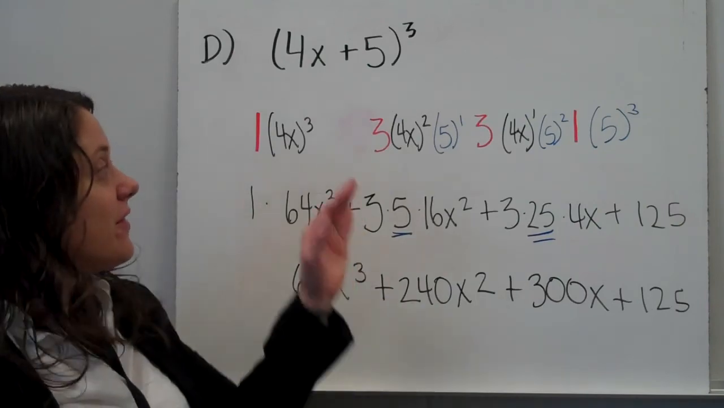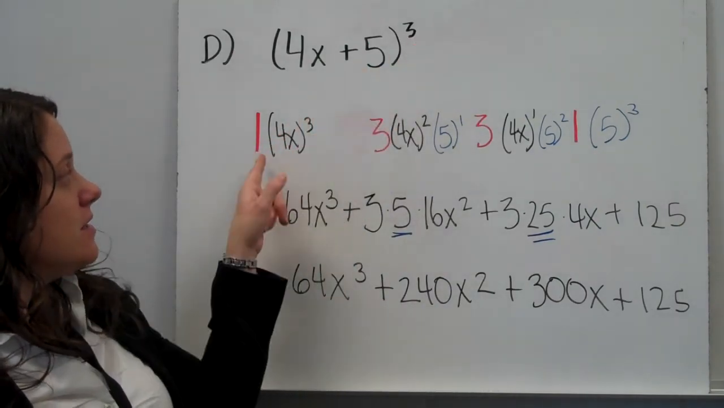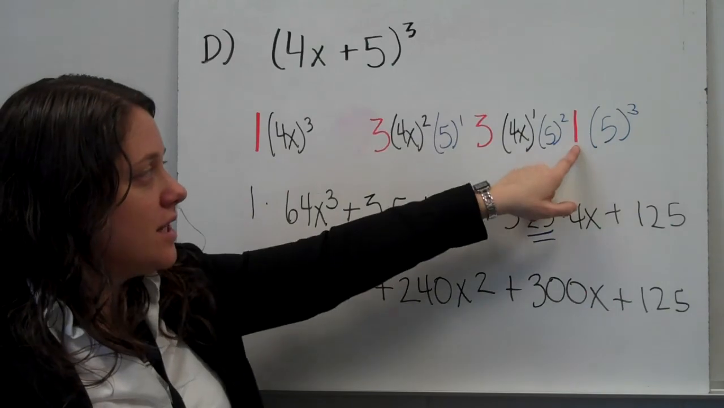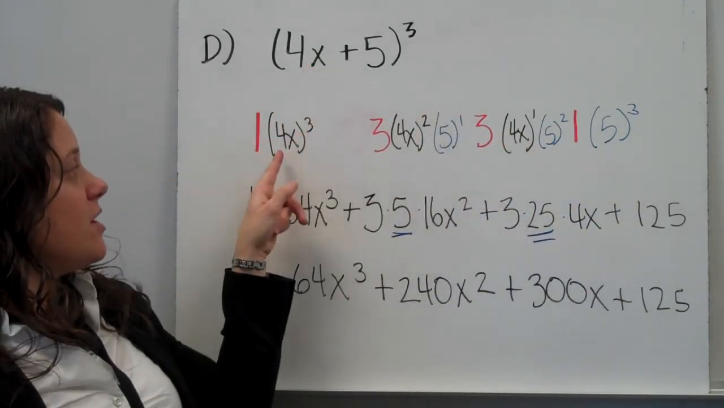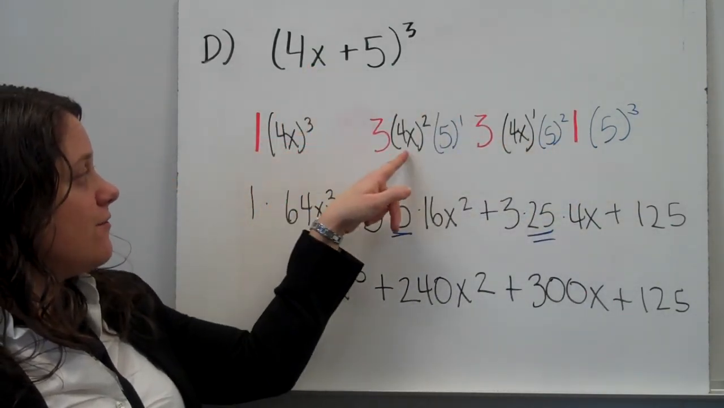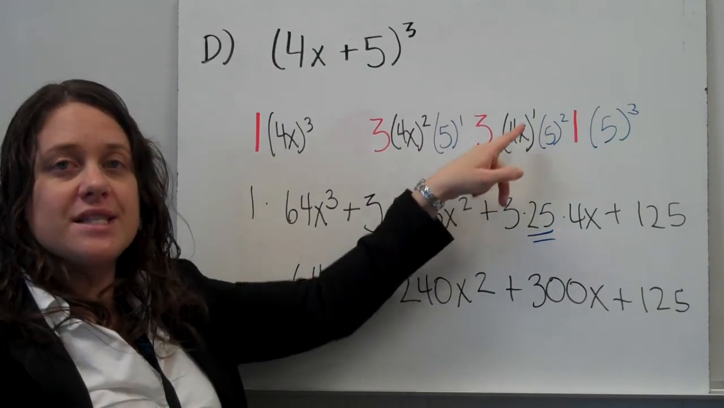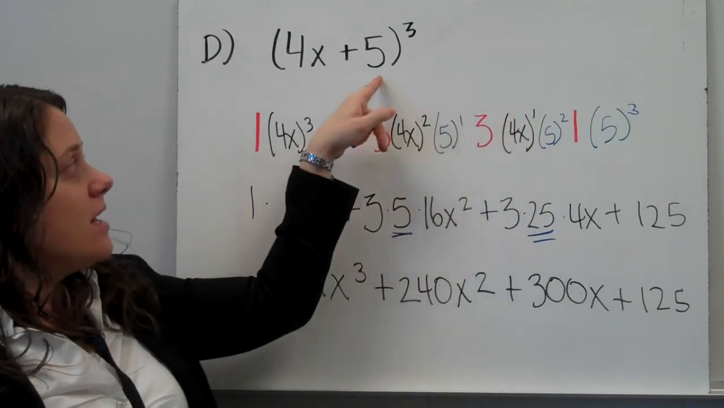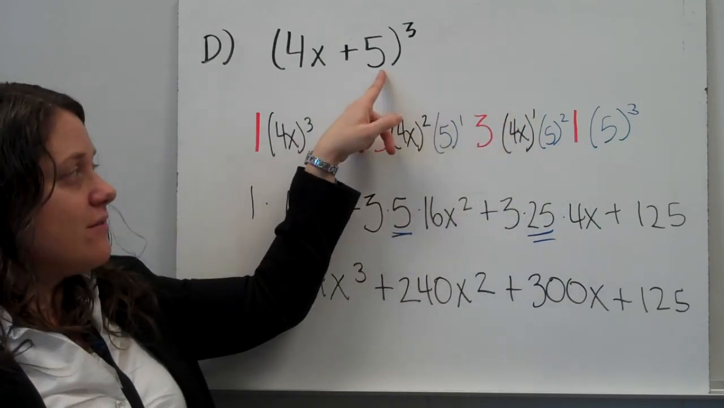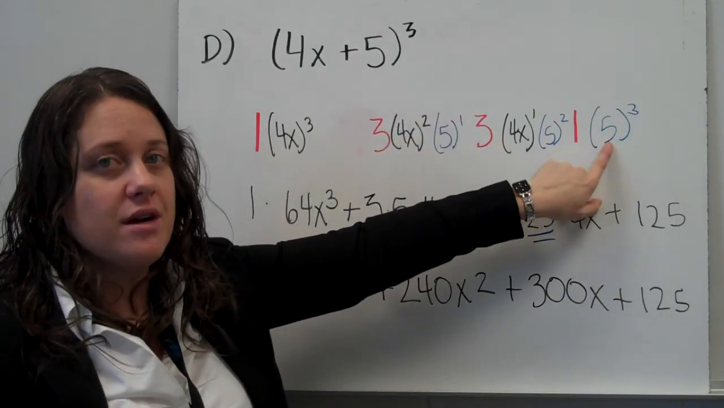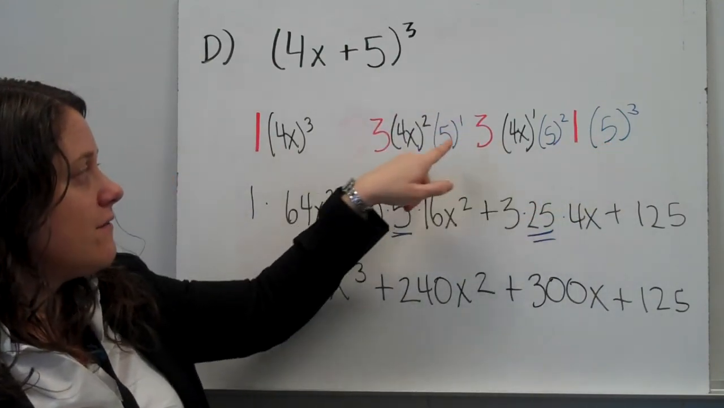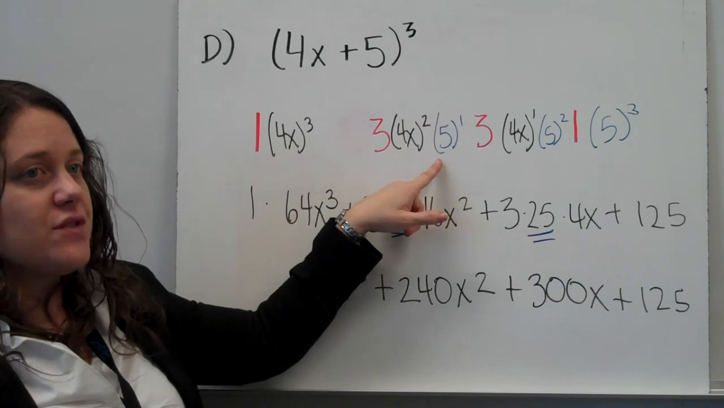Okay, so for some of you who might be kind of confused, let me just go back from the beginning here. So you write the coefficients, it's row 3, so it's 1, 3, 3, 1. You take the first term and you do 4x to the third, 4x squared, 4x to the first. Then you take the second term, which is 5. Okay, so you go 5 to the third, 5 squared, 5 to the first. Then you have to combine everything.